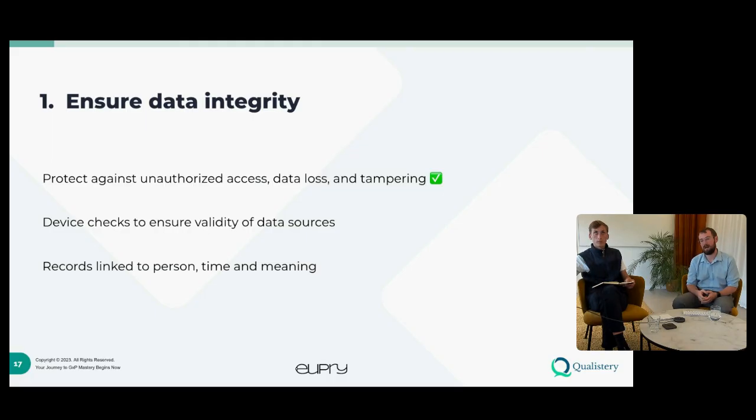The other thing that is required by Part 11 is what we call device checks. So what are device checks? It's basically that we can ensure the validity of data sources. What does that mean? If we have a digital record, an example of a digital record in a temperature monitoring setting would be a data logger, for example. So how do you ensure that the validity of that data source is in place?